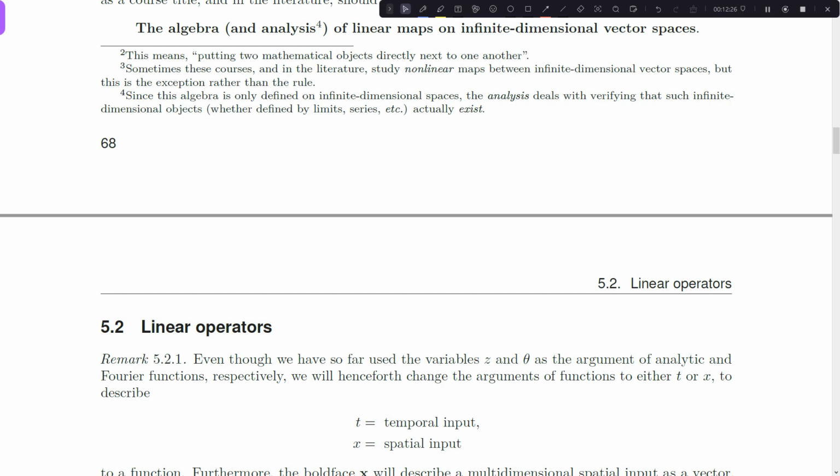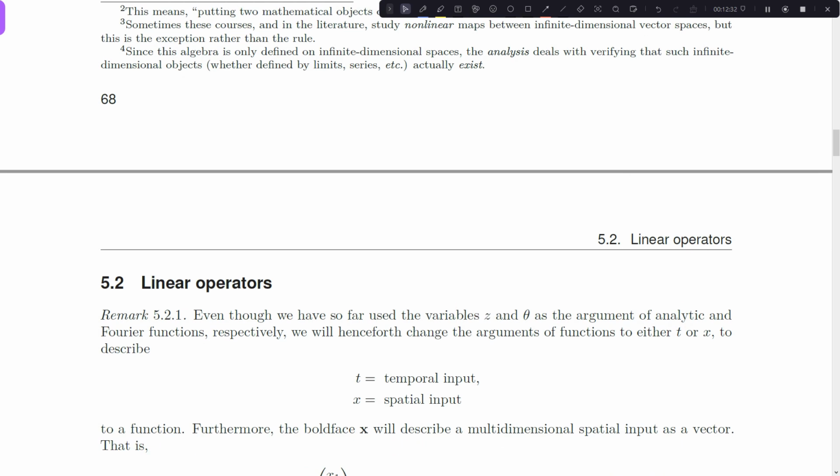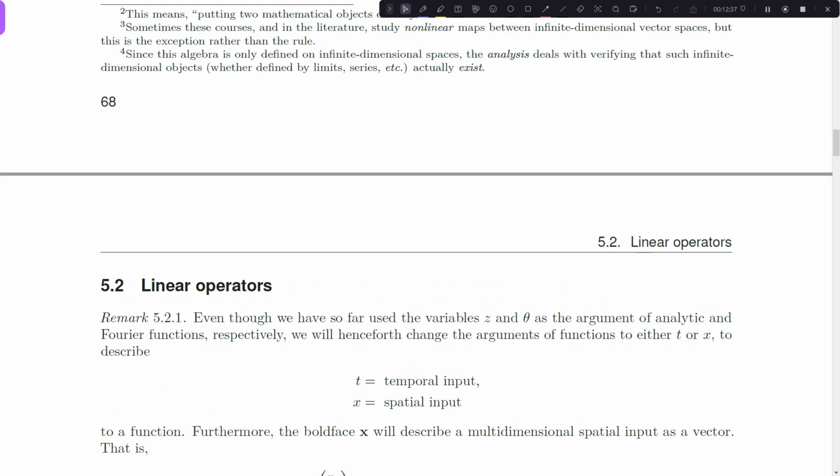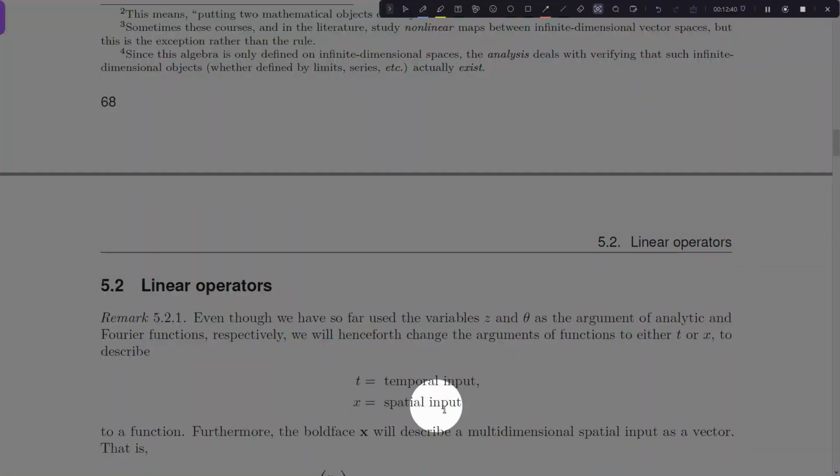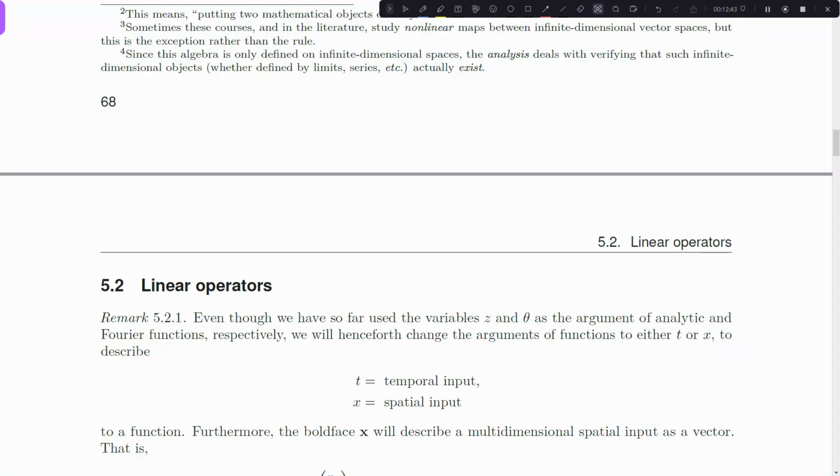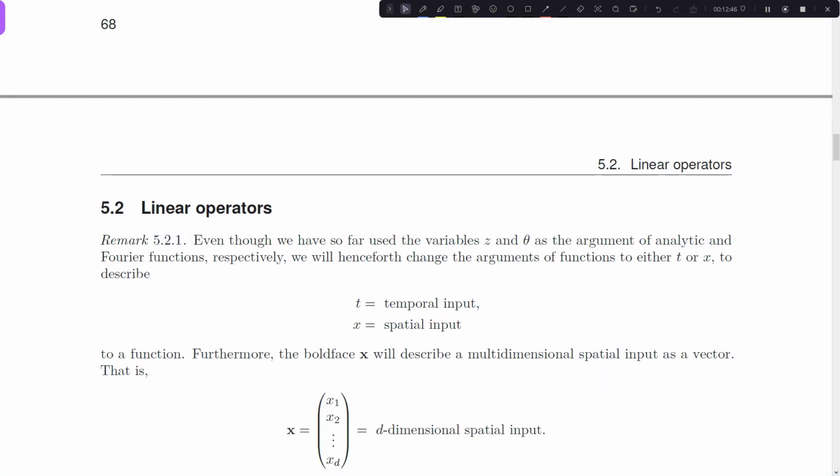Now we're going to move on to section 2. This is thankfully a little bit shorter of a chapter today. We're going to move to linear operators. Once again, I want to mention that we're moving with t being temporal and x being spatial input.